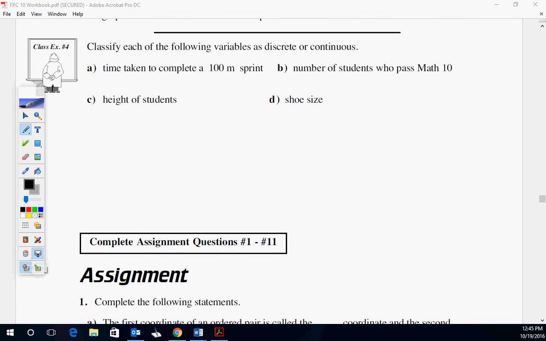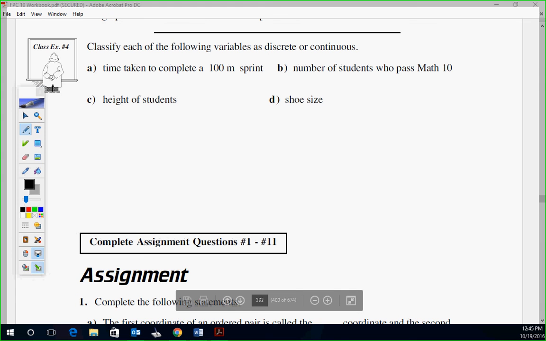Okay, so I'm going to call on people here. Noah, time taken to complete a 100-meter sprint. So everybody's times for running, would that always be whole numbers or are those decimal numbers? Decimal. Good, so this would be continuous. Does that make sense? 11.2, 11.26, 11.1. Those are all continuous answers. If you're fast, 9.4, sure.